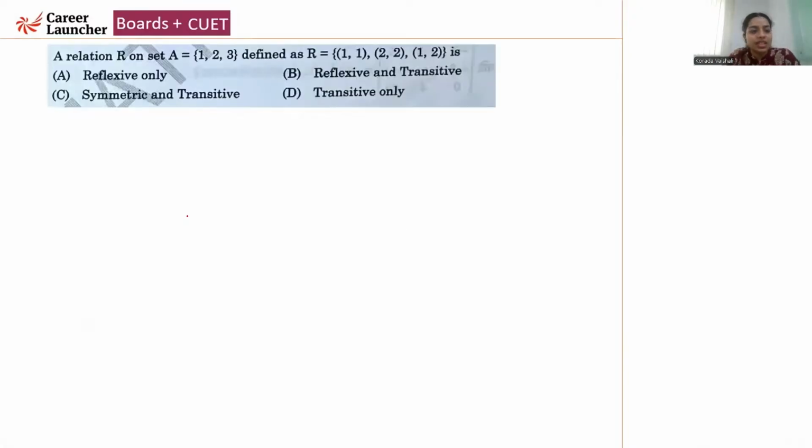Question number one says that a relation R on the set {1, 2, 3} is defined. So R is given to us. Now we need to comment on which of the following options is correct. If you see, (3, 3) does not belong to the relation, so it means this relation is not reflexive. In symmetric, (1, 2) is there, but (2, 1) is not, so it means it is not symmetric. It is only transitive, so it means option D is correct for this question.